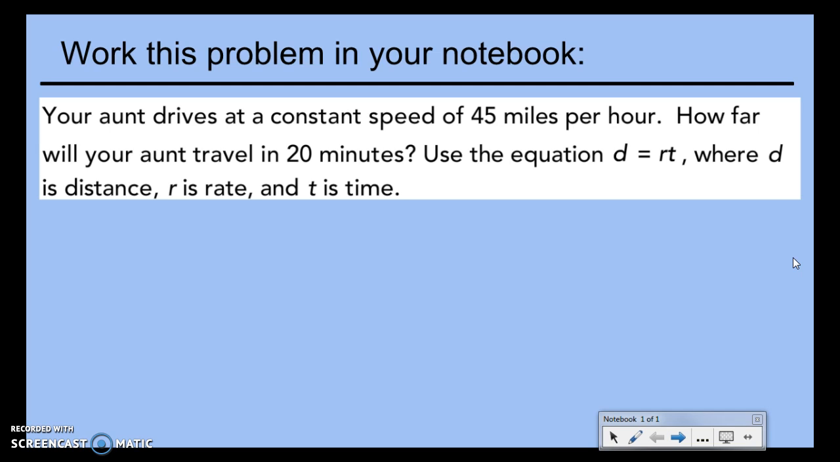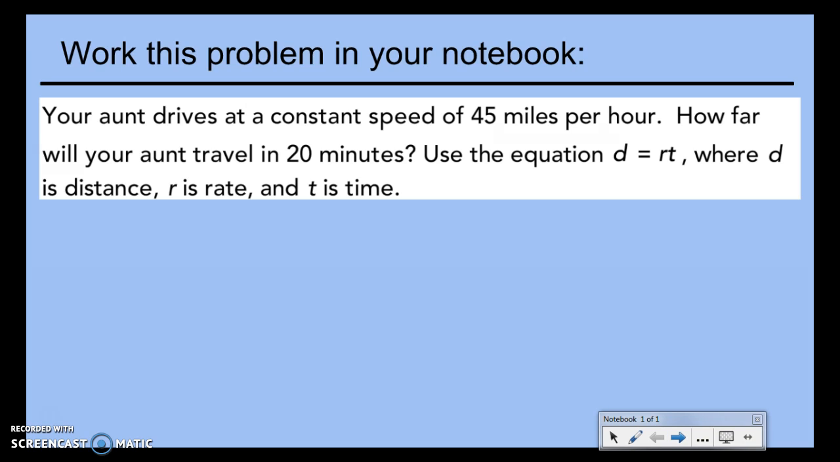Okay, so here's how dirt works. Your aunt drives at a constant speed of 45 miles per hour. How far will your aunt travel in 20 minutes? Use the equation dirt, where D is distance, R is rate or speed, and T is time. When you are solving these problems, you need to find your distance, your rate, and your time. Here's what that looks like.